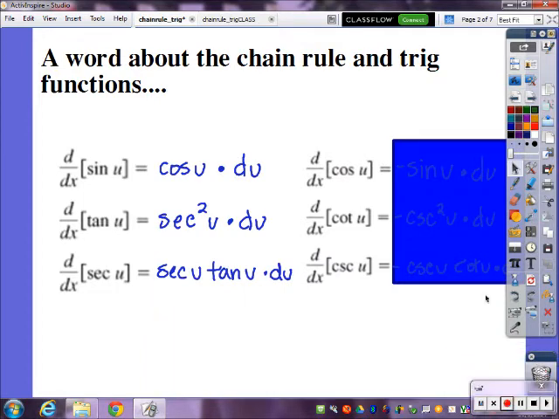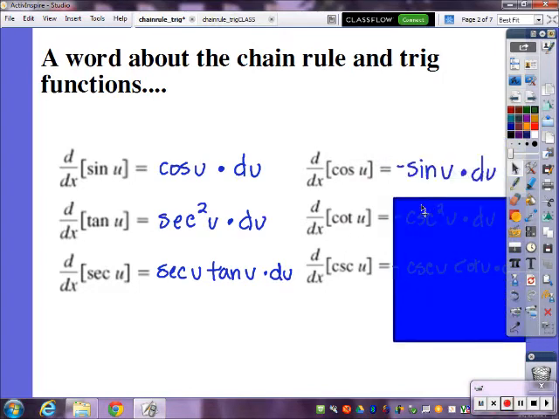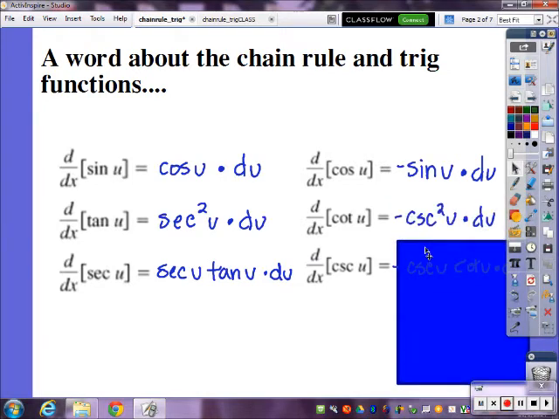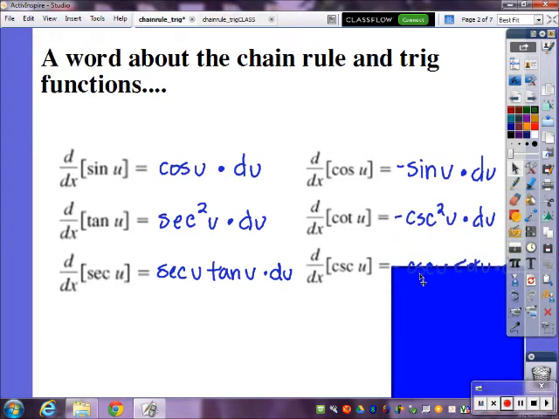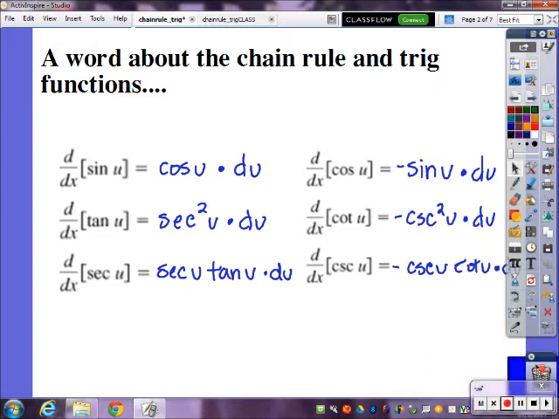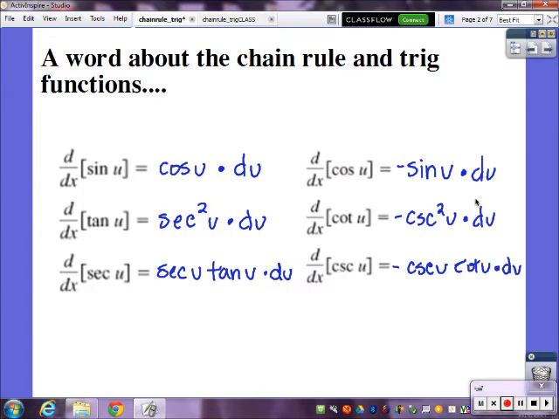And then, of course, when you have your co-functions, they're basically the counterparts, but are also negative. So cosine is negative sine, cotangent is negative cosecant squared, and then cosecant is negative cosecant cotangent. And the key is that you do not ignore this du. That's the derivative of your inner function.